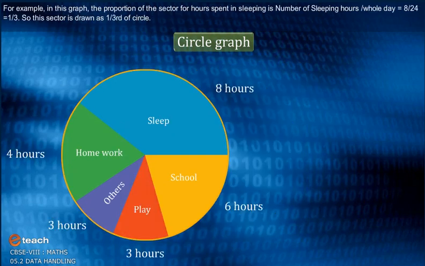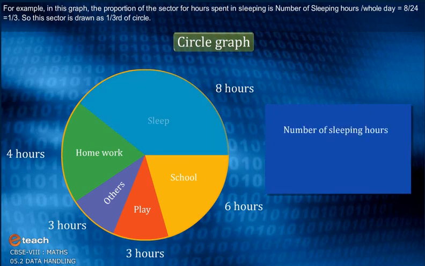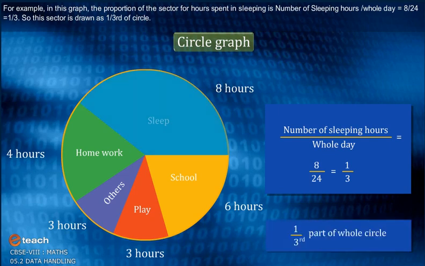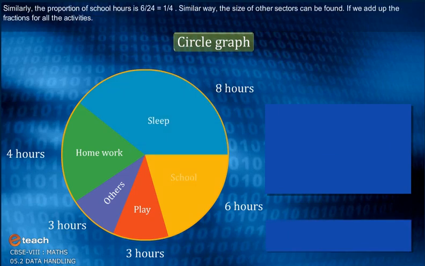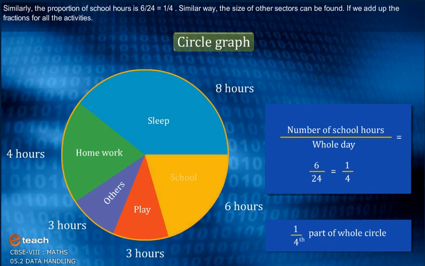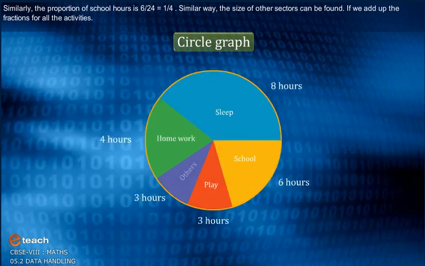For example, in this graph, the proportion of the sector for hours spent in sleeping is number of sleeping hours upon whole day, that is equal to 8 by 24, which gives 1 by 3. So, this sector is drawn as 1/3 of a circle. Similarly, the proportion of school hours is 6 by 24, which gives 1 by 4. Similarly, the size of other sectors can be found.